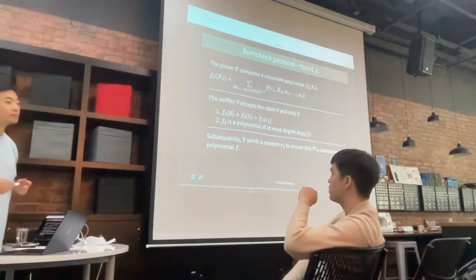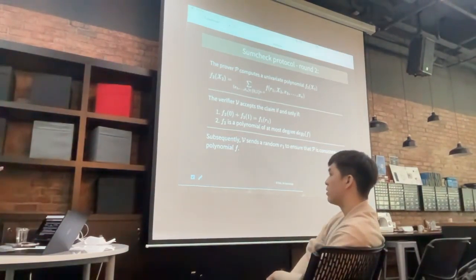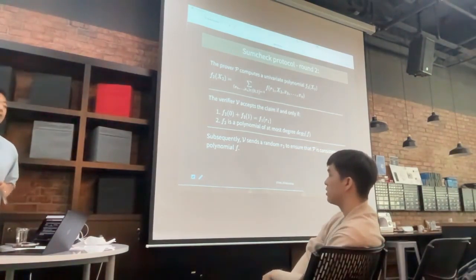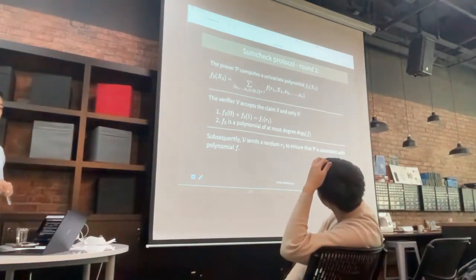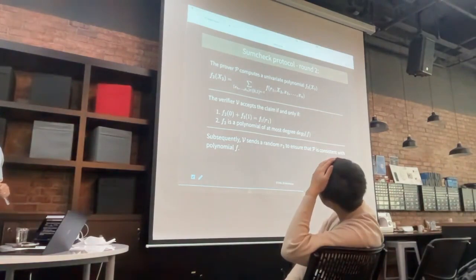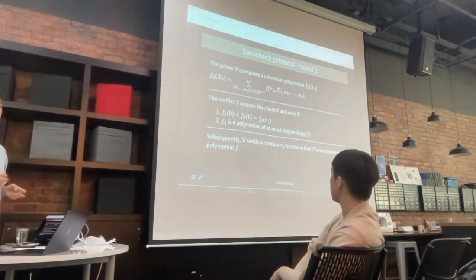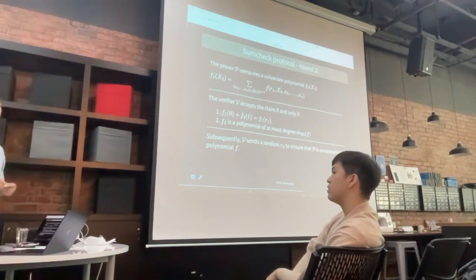What if the R values are the same? If the R values are the same for all the rounds, it introduces some algebraic vulnerability, because R1 and R2 would have some algebraic relation between each other. So they have to be extremely random. Yeah, so you usually use a hash function for that.